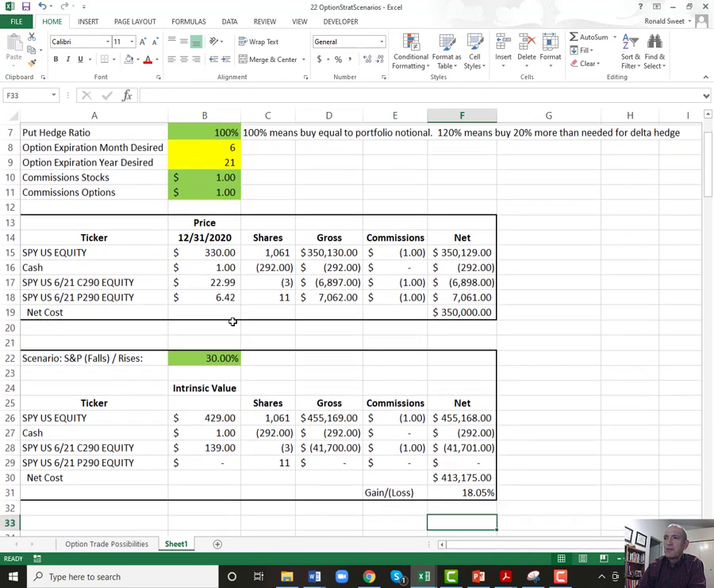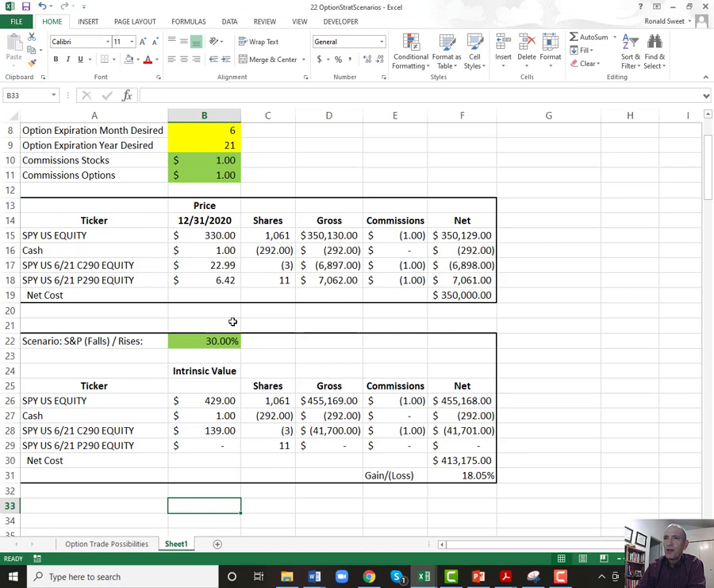So what happens in different scenarios? Let's try this first scenario. What if the S&P rises 30%? Your portfolio will be up 18.05. So let's just keep a kind of average. Let's say bonds, and I don't know what they're going to do, but let's say bonds make 5%. So a 40-60 would make what?